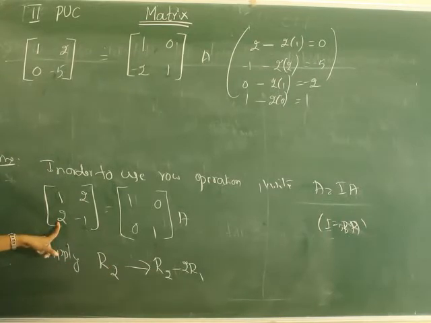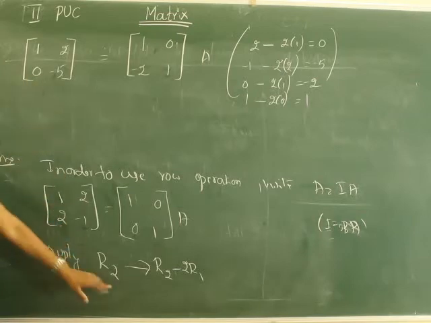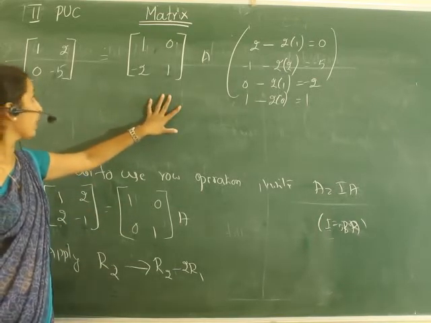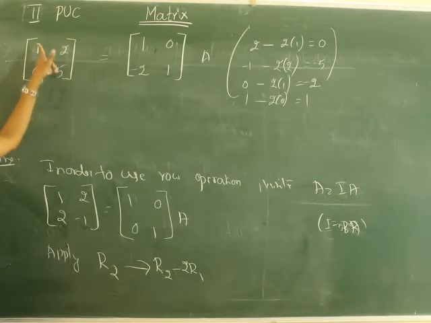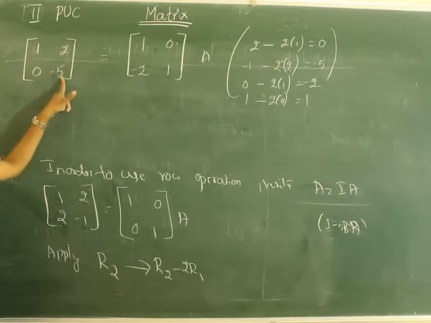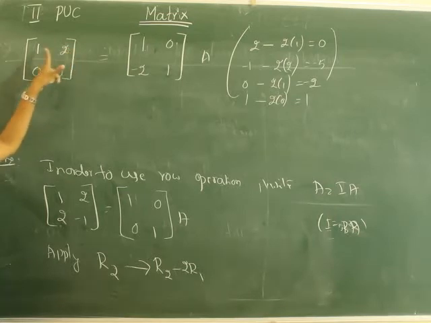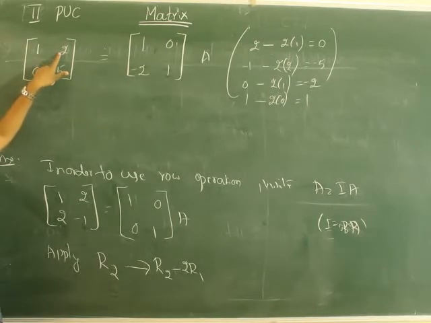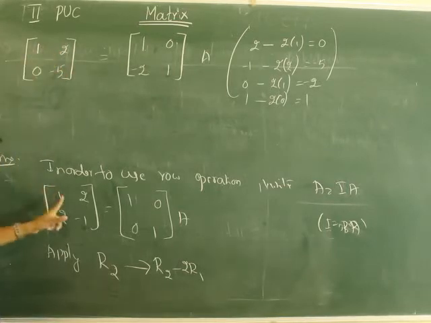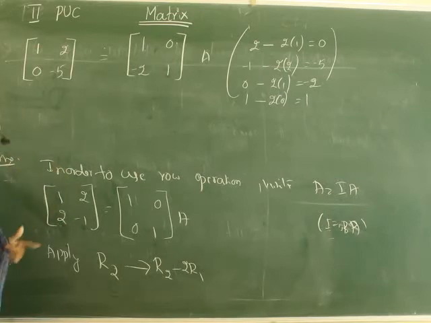After this operation I got this, and then 1 0 is done. Next I'll change this to 1, because I am converting this to the identity matrix, remember. So 1 0, then this should be 1 again, then this should be 0. If it is a 2 by 2 matrix, always remember: 1 0 0 1, 1 0 0 1. So now I am converting.